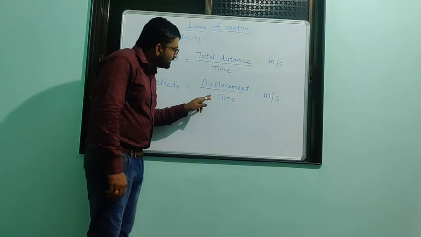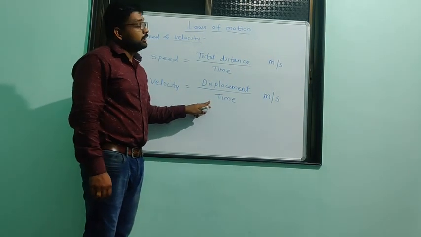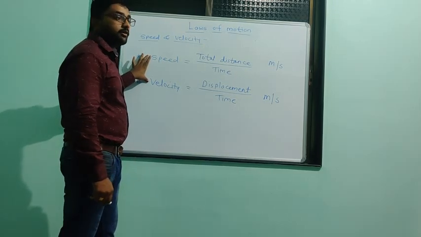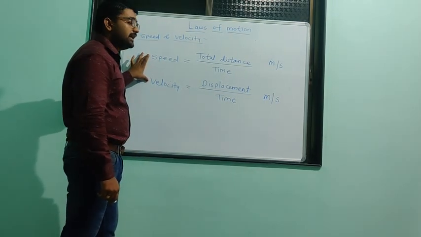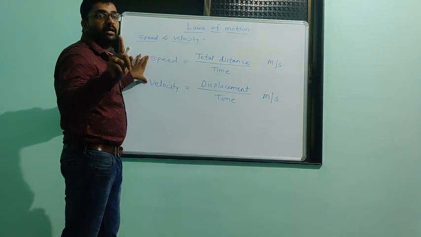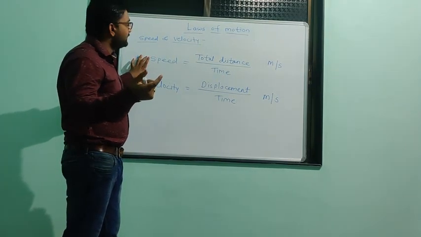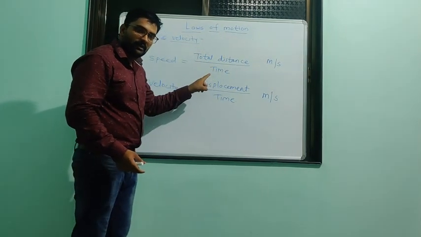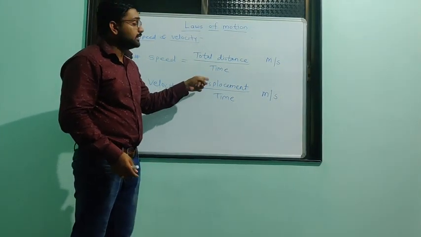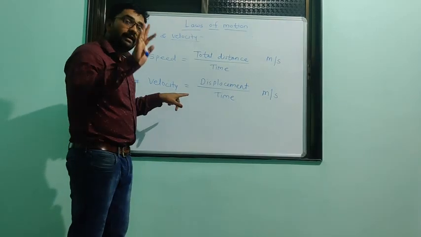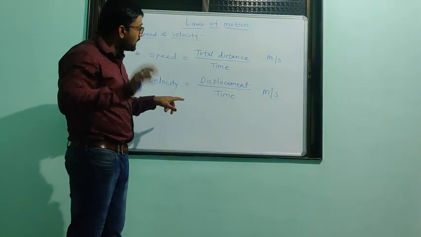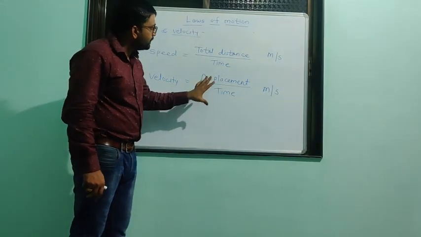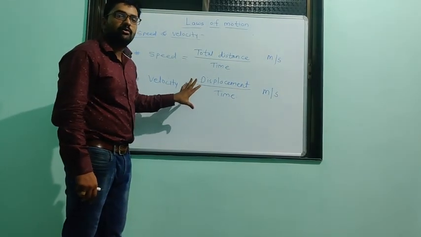Actual displacement upon time. So this is the difference between speed and velocity, the difference between the formulas of speed and velocity, which you also have to remember well. Some small differences are there. In speed we take the total distance, we don't think about displacement, but in velocity we have to take into account the actual displacement, not the distance. So these two formulas you have to remember.